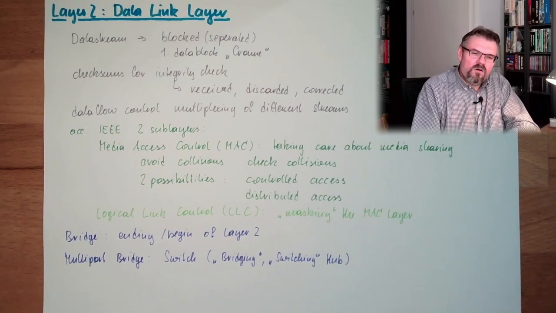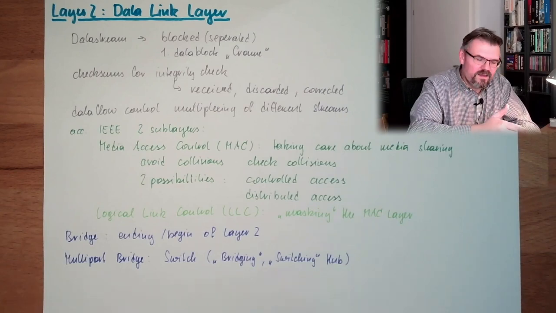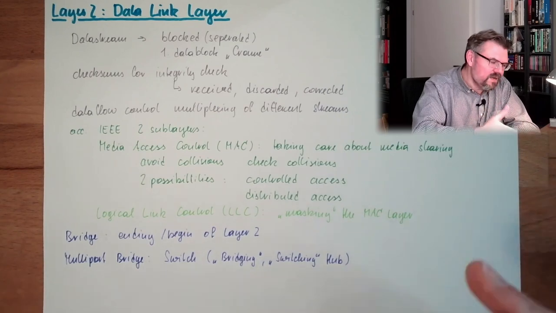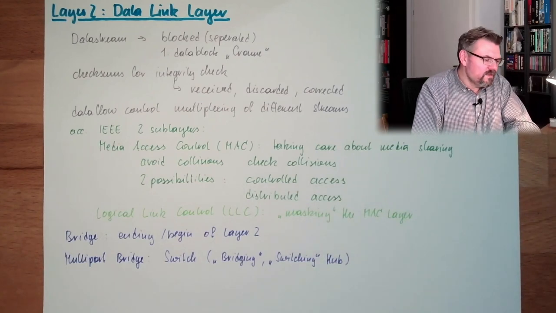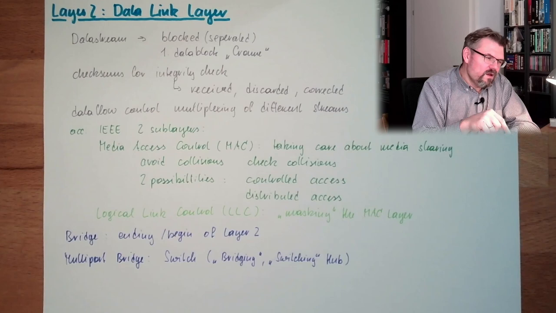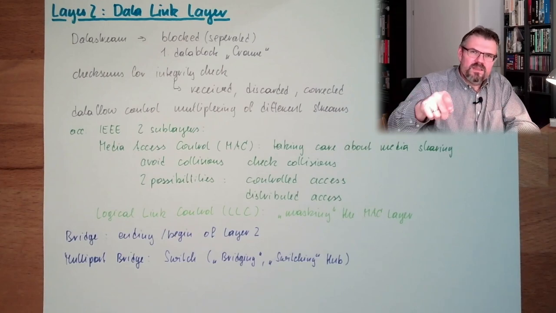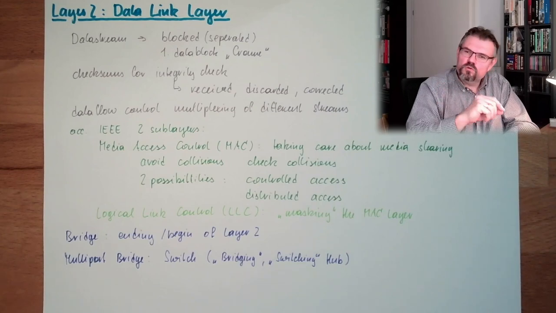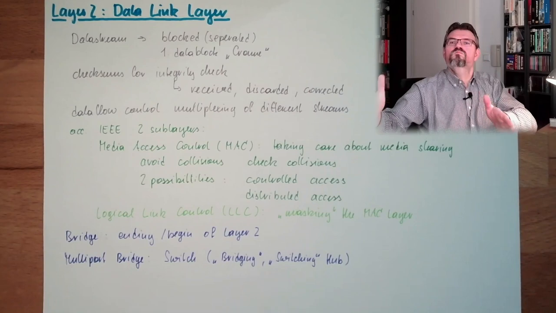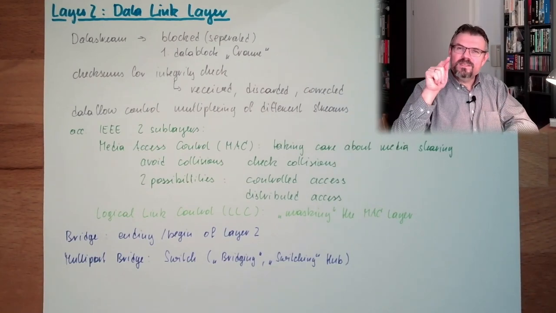So we have somehow an end address, a MAC address where it should end. This is the address, in Ethernet called the MAC address, the target. And a transparent bridge is learning on which port this MAC address is available. So it will not simply use all available ports to send this information, it will select one port.